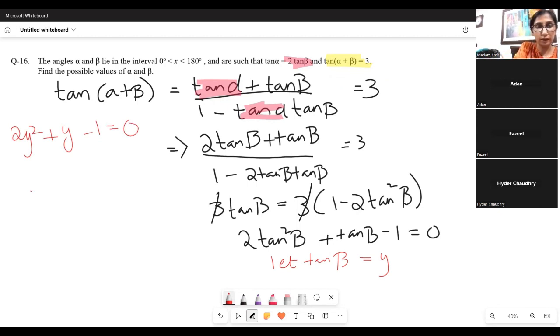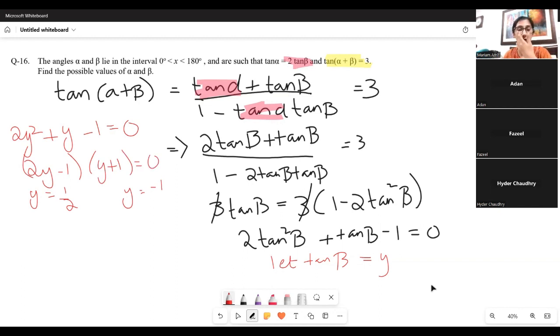Which gives us y equals half, y equals minus 1. Two y minus 1 brackets, y plus 1 brackets equals 0. So this can be solved using factorization. I will just confirm. 2, 1, minus 1. Yes, half and minus 1. Okay, that's correct. Now we're going to replace y with tan beta. So tan beta is half or tan beta is minus 1.